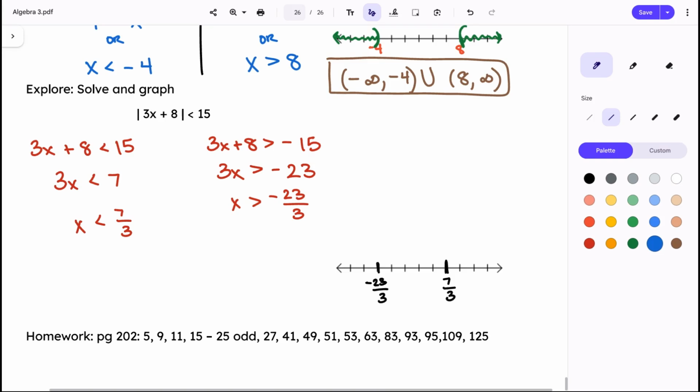it's going to be a parenthesis, but which way am I shading? To the right, because it's greater than that. So my parenthesis needs to open this way, and I want to shade to the right. How about for the 7/3? Shade to the left. So they overlap in the middle. So how should I write this out? Just like that.